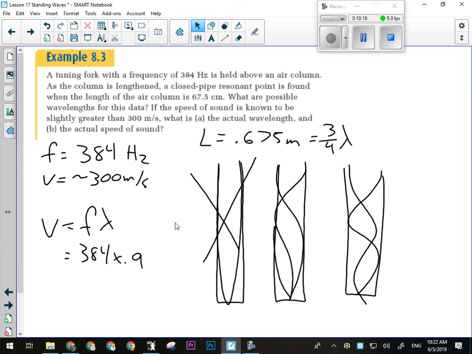So all we had to do was come up with one of these wavelengths that was going to give us a speed of sound that was reasonable for air on Earth. Okay. Everybody okay with that one? Again, that was a bit of a convoluted question.